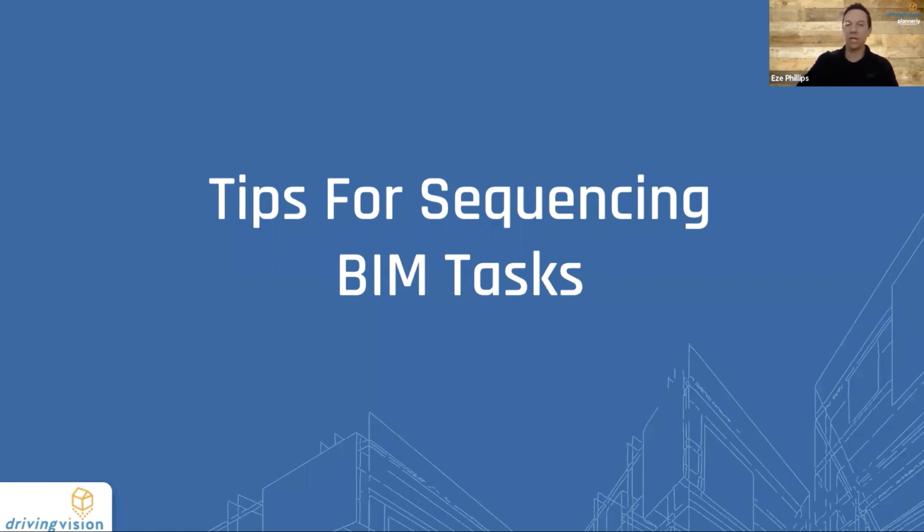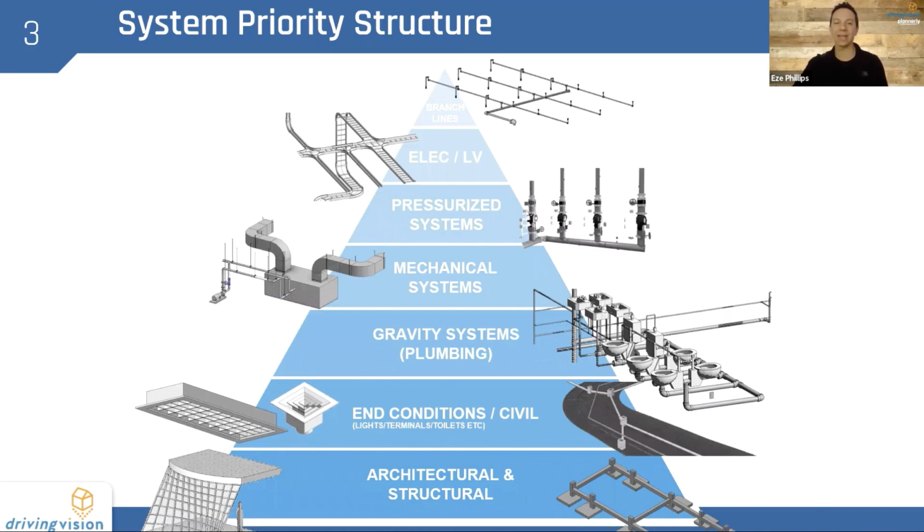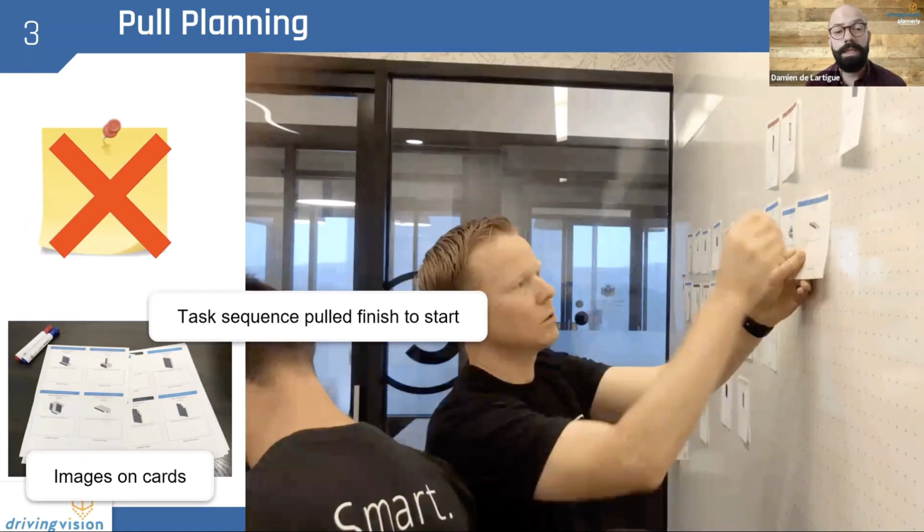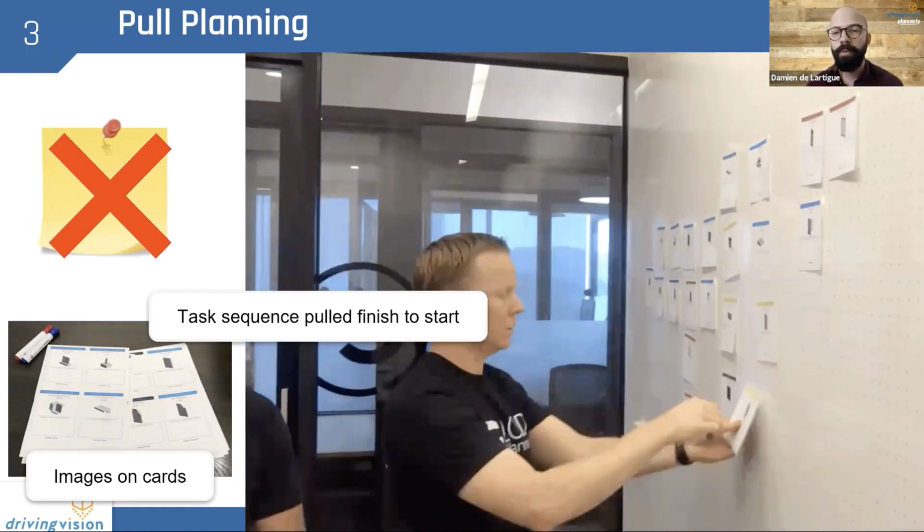And so now some tips for sequencing those BIM tasks. So firstly, when looking at the big picture, we want to have a system priority structure that sets the foundation, the more important or the less flexible items first, and then going on to the more flexible or less costly things to work on. This really works well. And also implementing a lean design management workflow, including pool planning and phase planning, so we can really sequence the tasks effectively. So we have a really interesting way of doing that with this pool planning mechanism.